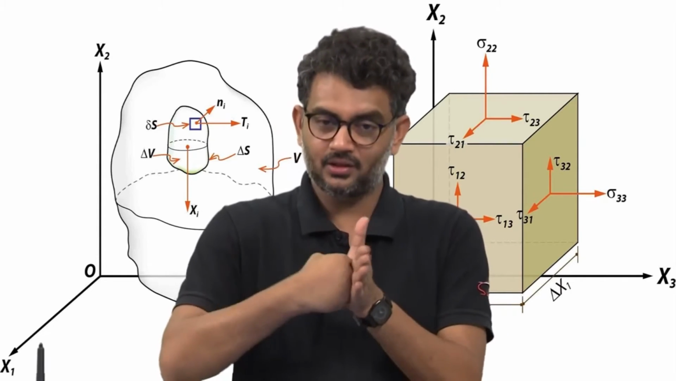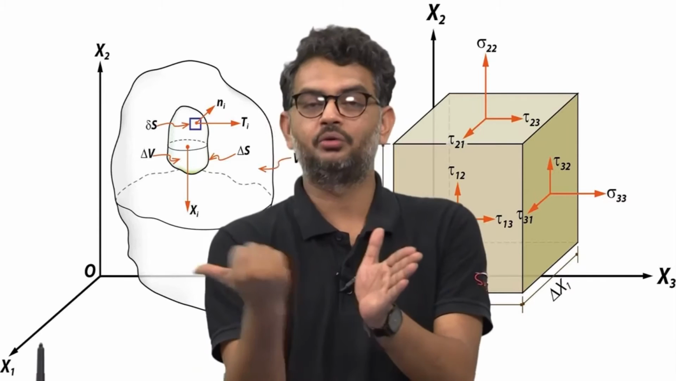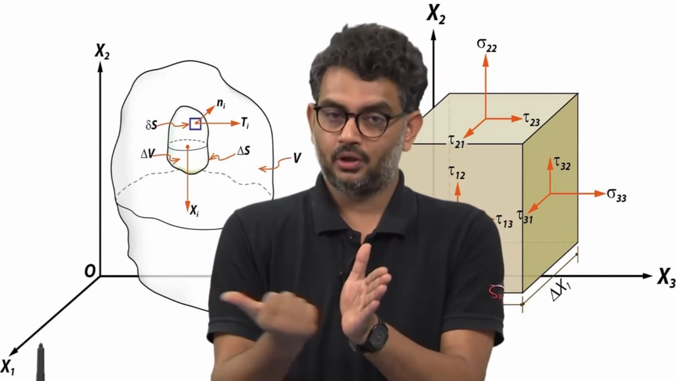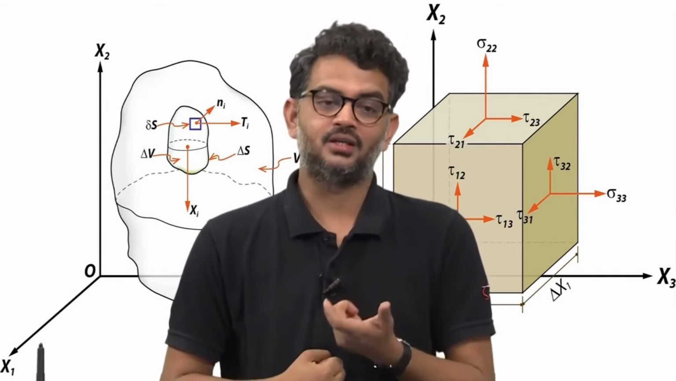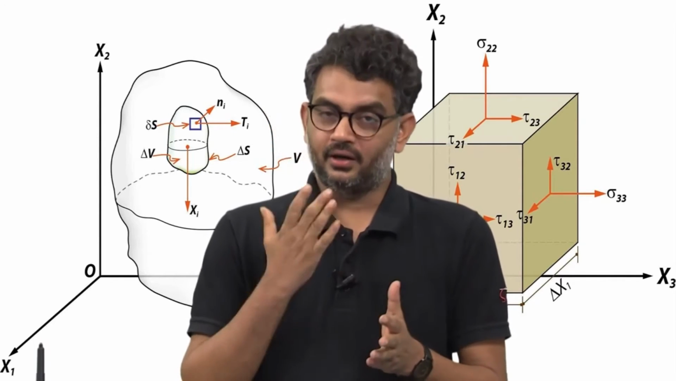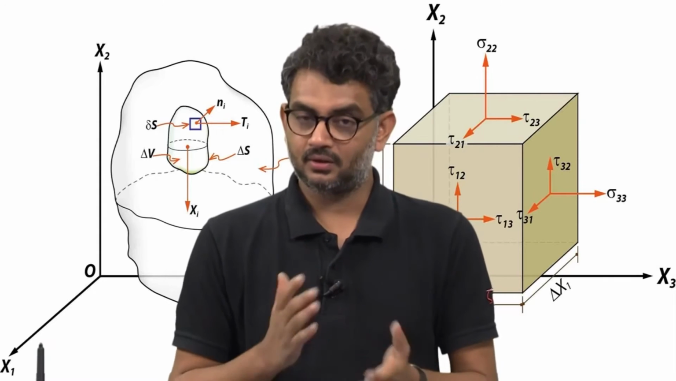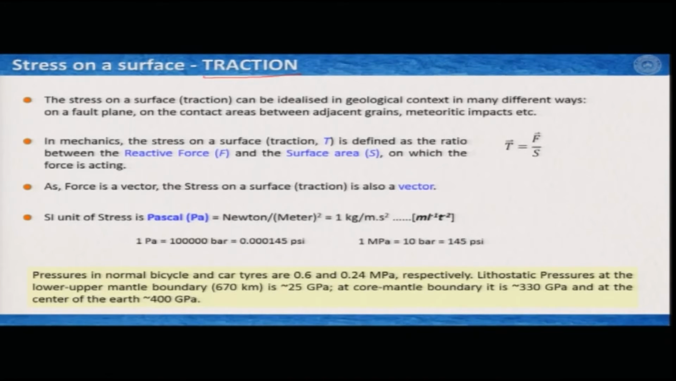Stress is this: I am applying this force and my left palm is pushing with an opposite and negative force to the force being applied by my right hand, and this force is the reactive force. It acts following Newton's third law, and this force divided by the surface area is the stress, generally defined. So, the stress on a surface, or you can say traction, we will define as T, the ratio between the reactive force F and the surface area S on which the force is acting.